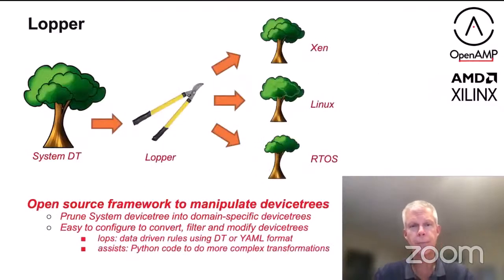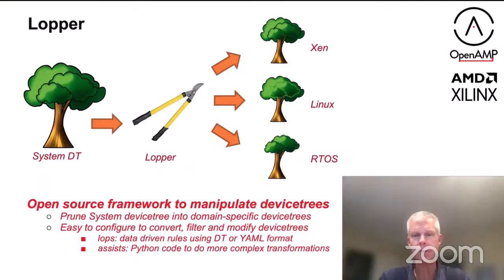Lopper is an open source framework that can manipulate device trees, both regular device trees and system device trees. The typical use case of Lopper is that you take a full system device tree and then you cut away the branches that don't apply to you. So when you create a Linux device tree, as an example, you take away everything that only goes to the RTOS, so you don't see that. And that way you can create a traditional device tree for Linux that it knows how to handle. But Lopper can do a lot of other things.